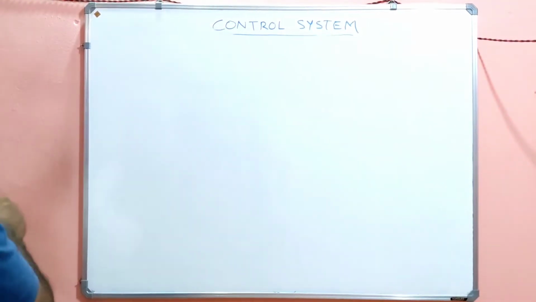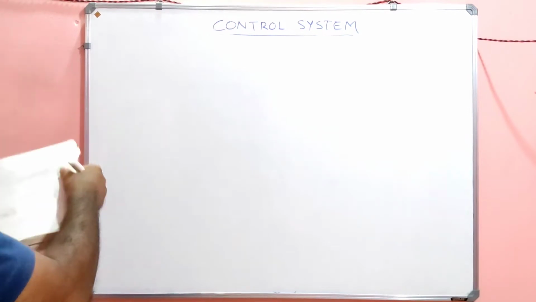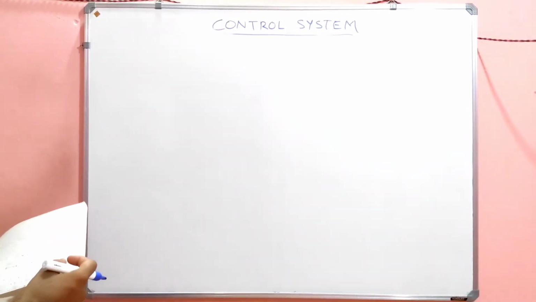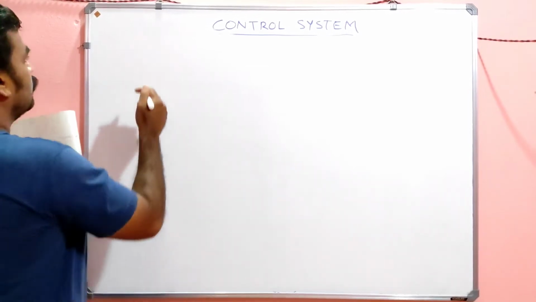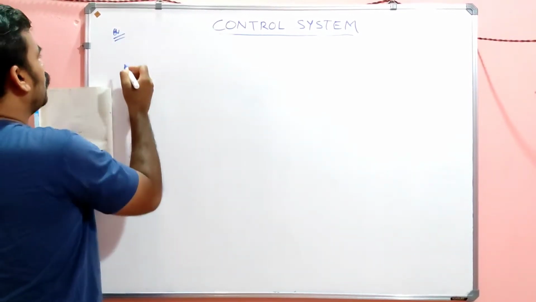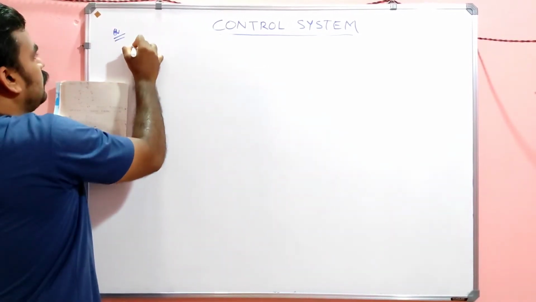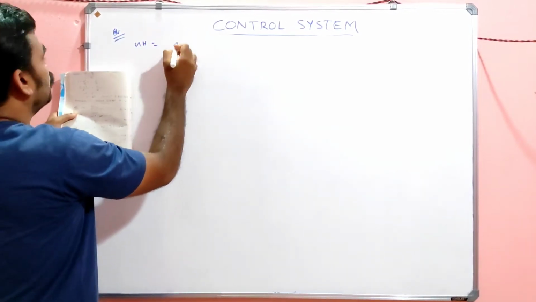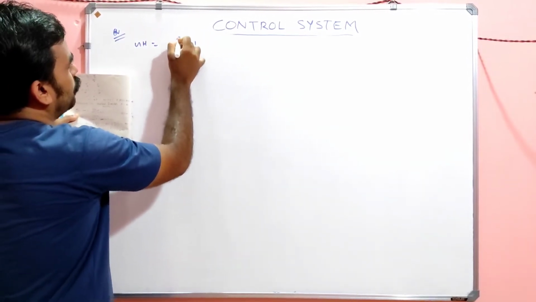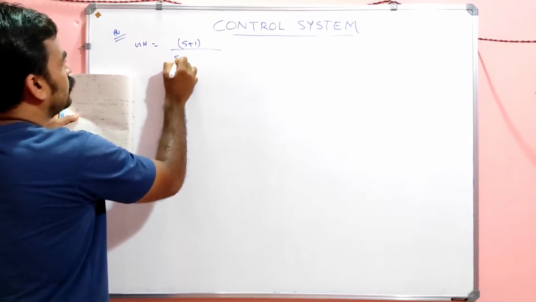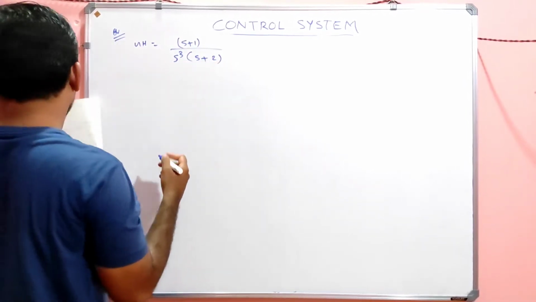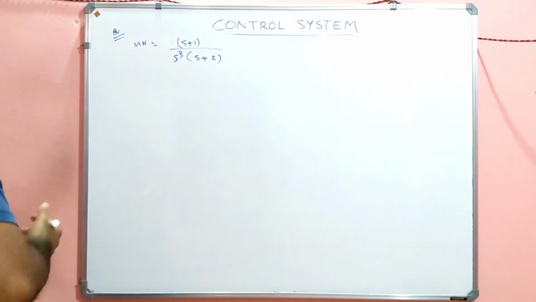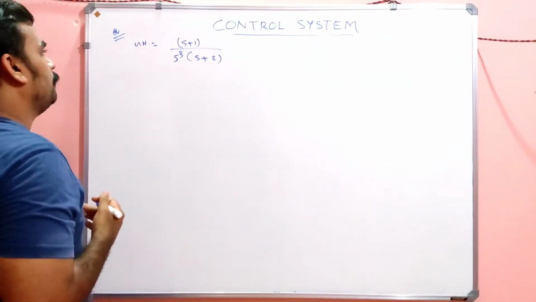So write another important question, my dears. You have to do many problems, then you will definitely master your polar plot concept. G(s) equals (s plus 1) divided by s cube into (s plus 2). Again, find the polar plot. That's our question.